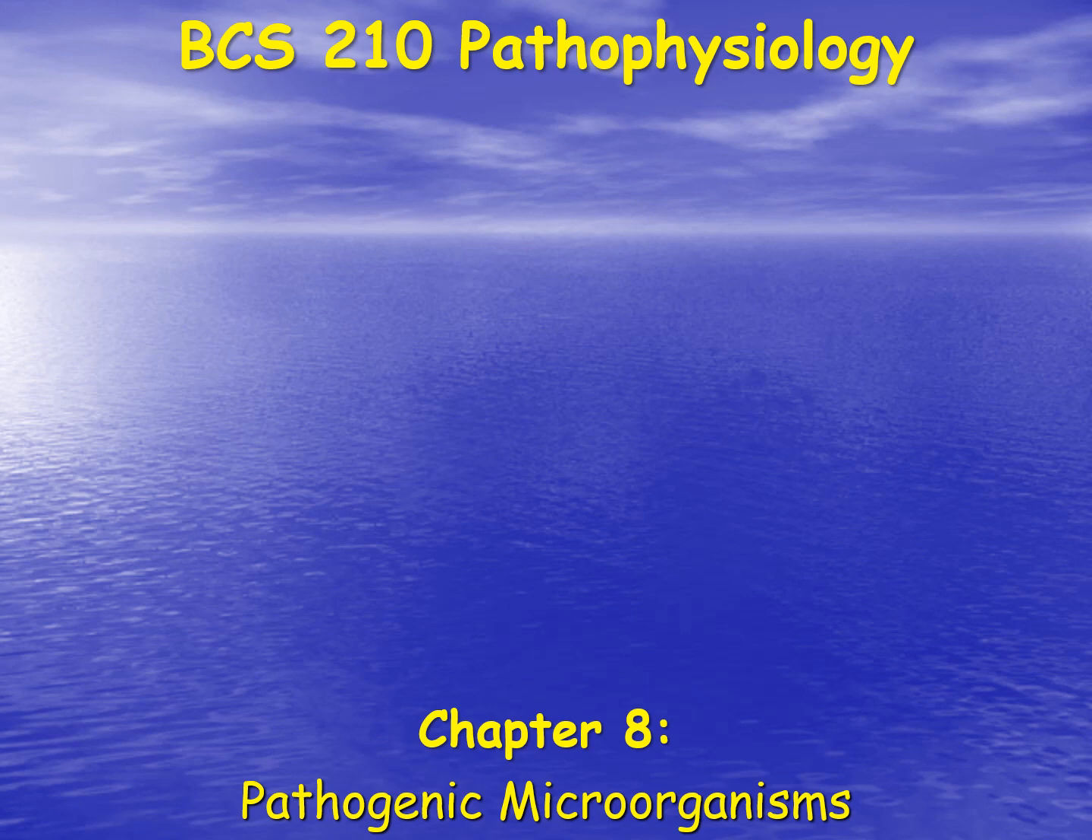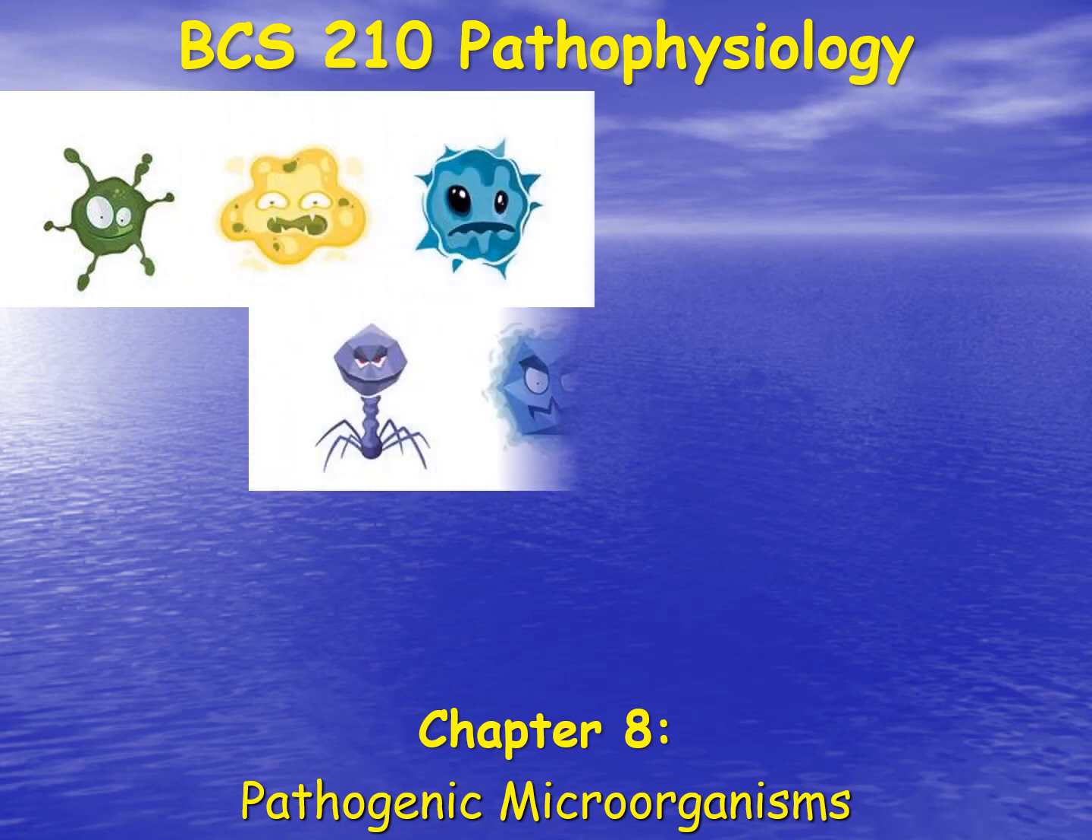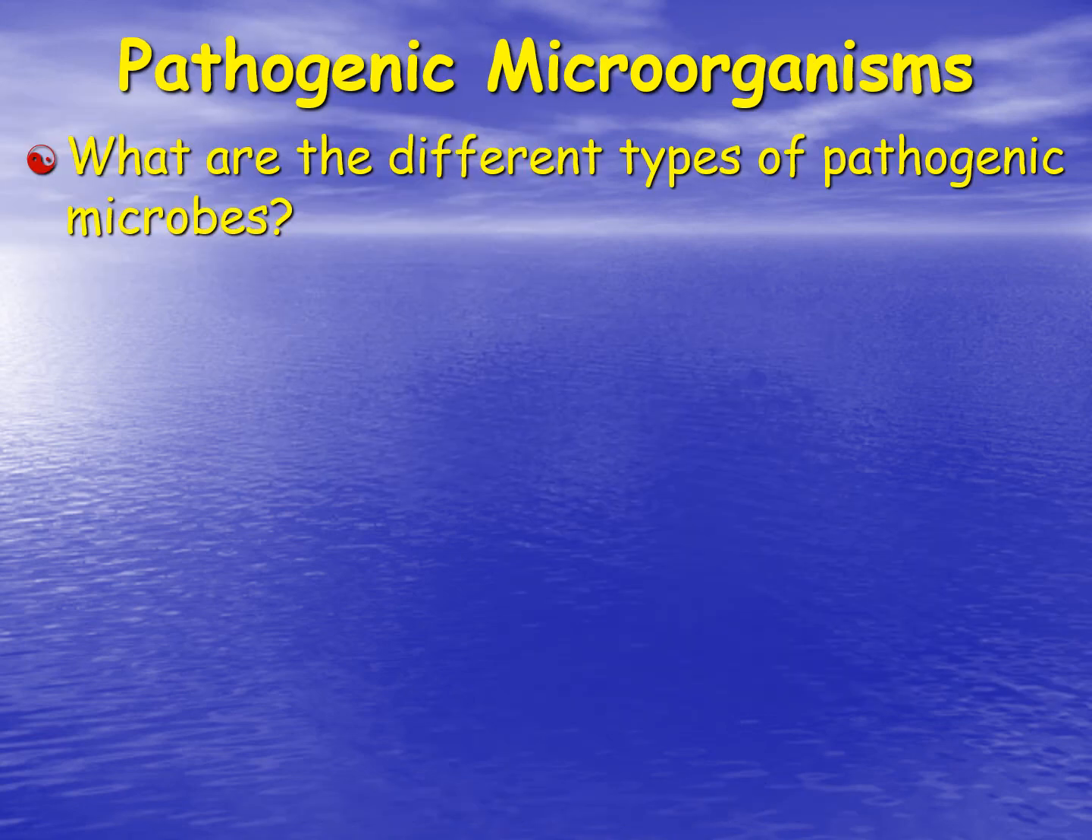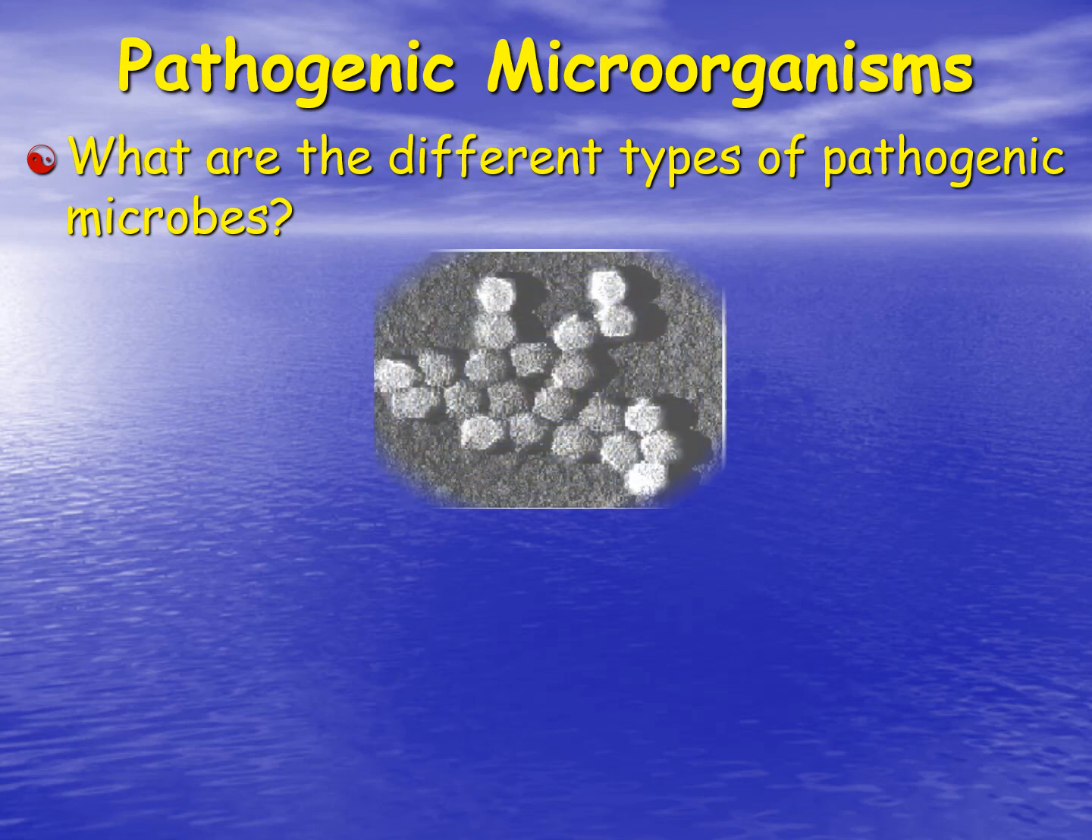Welcome back. In this chapter 8, we're going to talk about pathogenic microorganisms. So what are some of the different types of pathogenic microbes? Well, there's actually 5 major classes that we'll discuss here in this chapter. One are the viruses, of which of course we've heard lots about just recently.